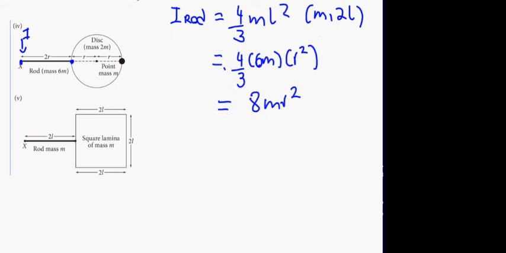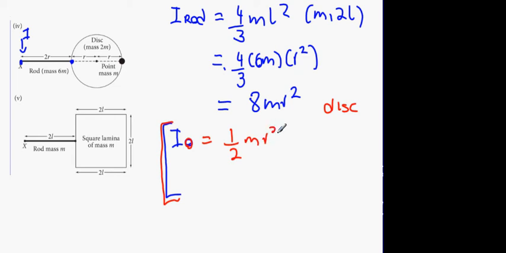Okay, next one. I'll start off with the disk then. I0 of the disk. Everything here in red is going to relate to the disk only. So I0 of the disk is a half. The formula would usually be a half mr squared. This is for mass m, length r. But in this question we can see that the mass isn't what it usually is, so it's actually going to be a half of 2m times r squared. Alright, so the disk is going to be mr squared.